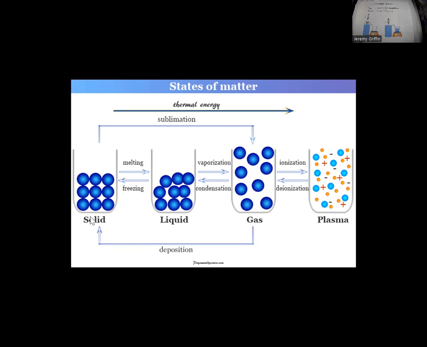You can actually go the other way too. If you cool a solid enough, you can make a solid cold enough that the internal structure of the atoms actually disintegrates the other way, and you get something called a Bose-Einstein condensate.